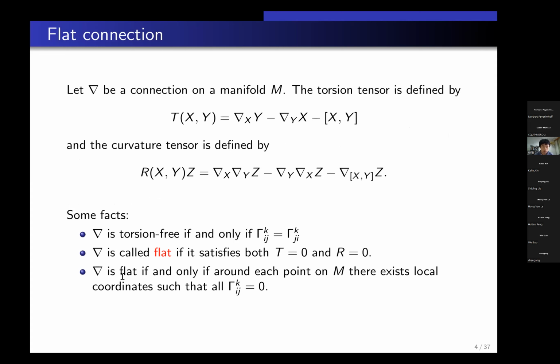So this is the well-known fact that an affine connection is flat if and only if in each point we can find a local coordinate such that all the Christoffel symbols vanish. So we need to solve a partial differential equation to arrive at this conclusion.